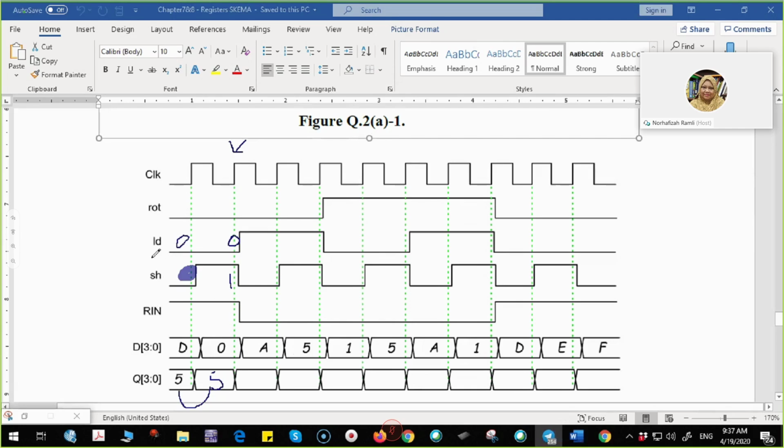So 0 1 just now. Here is 0 1, so load is 0, shift is 1. I forgot, I think it's shift right. So if shift right, 0 coming in. So from here, 1 0 1 0 1, with 0 coming in. So what do you get?